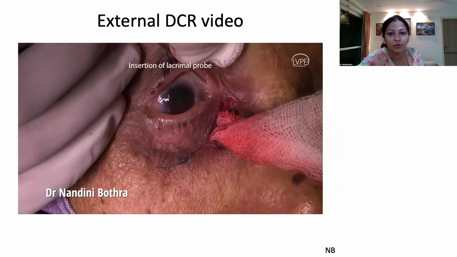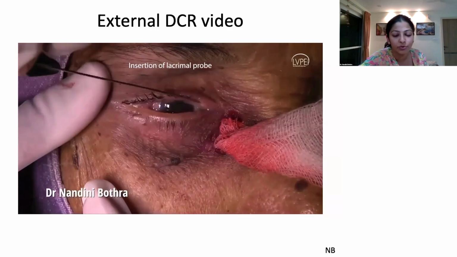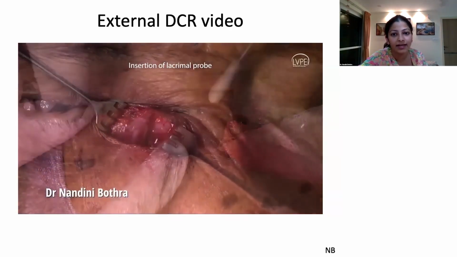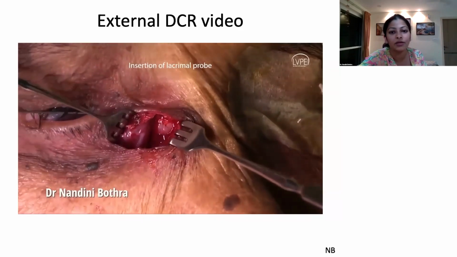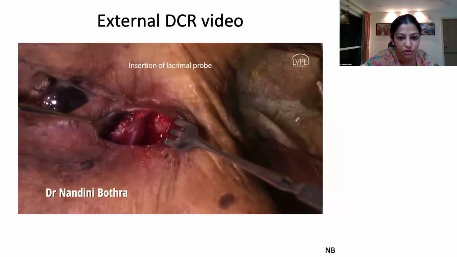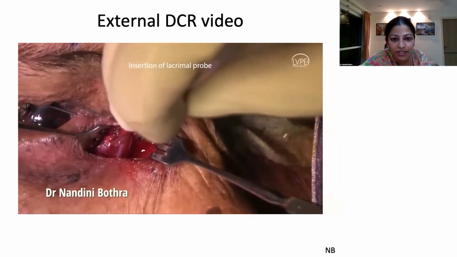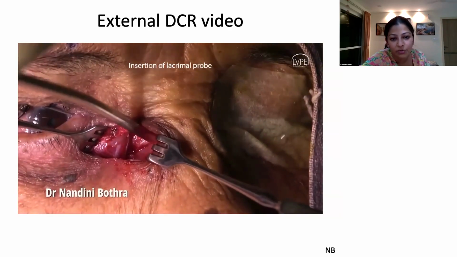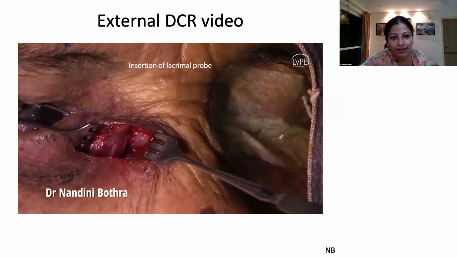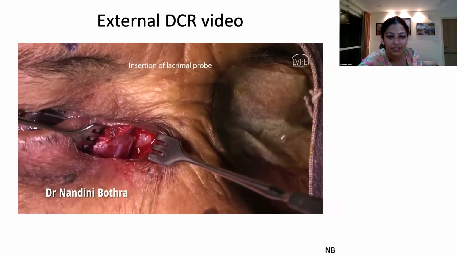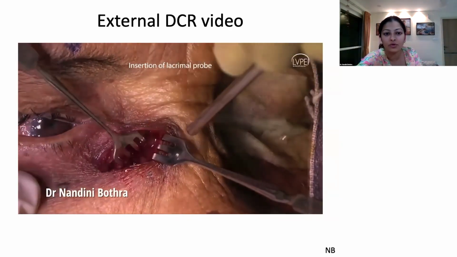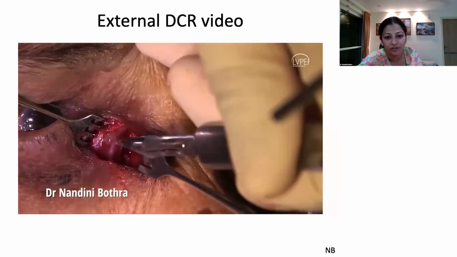So now you insert the probe. We've already seen how to do that in our probing video. But here you will just direct it absolutely parallel to the horizontal palpebral fissure. And then you see it pointing into the cavity and you see that there is absolutely no bone in front of it. That means your osteotomy is complete and large enough such that there is going to be no obstruction to the flow of tears.